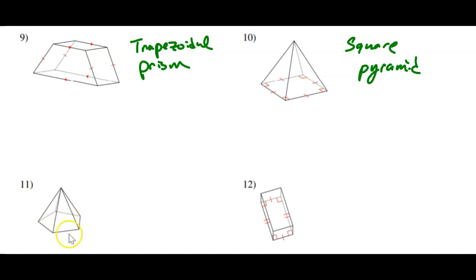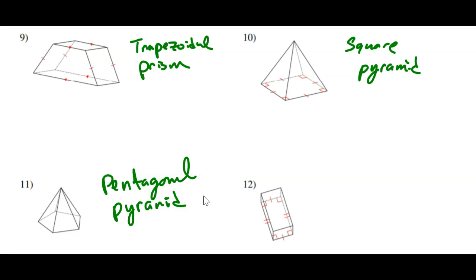Number 11, the base is a pentagon. We have a pentagonal pyramid. And then here we've got a rectangle on the base there. We can call it a rectangular prism, or we could call it, well, yeah, that's about as far as we can go. We don't know if this is quite a square right here to look at these two sides as bases or not. So I'd say a rectangular prism.